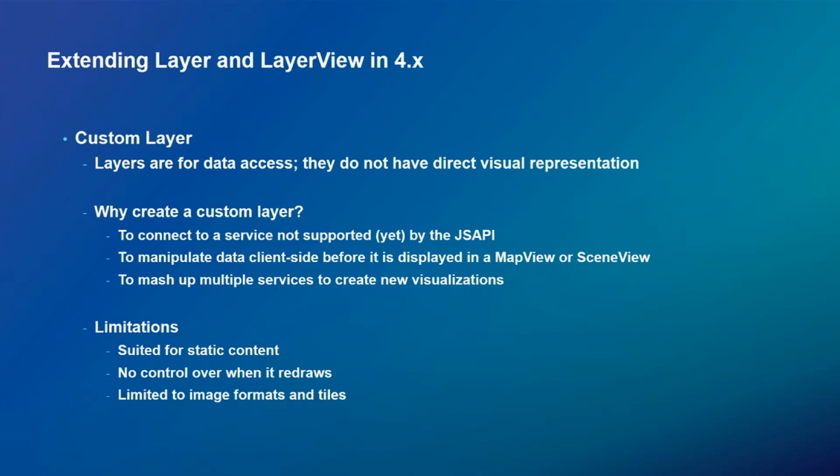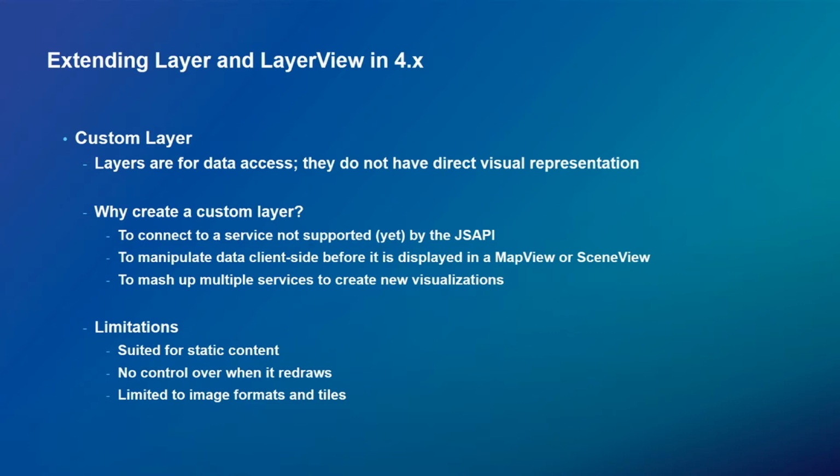So if you're someone who wants to make a custom layer, what that means in this newer version of the JavaScript API is that they treat data and the view of the data as two separate things. So a layer really ultimately is about data access and data storage. They don't typically have a direct visual representation in a map view or a scene view. But they're typically used for things like tiled layers and images, but you can still jump into these and do custom stuff with JavaScript.